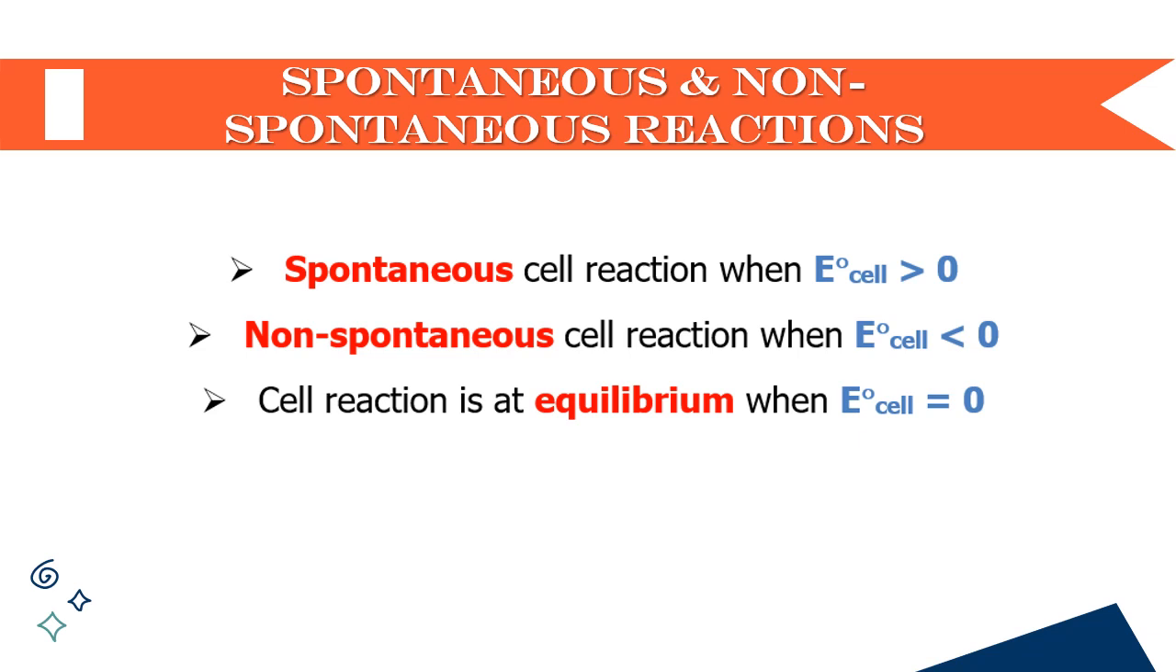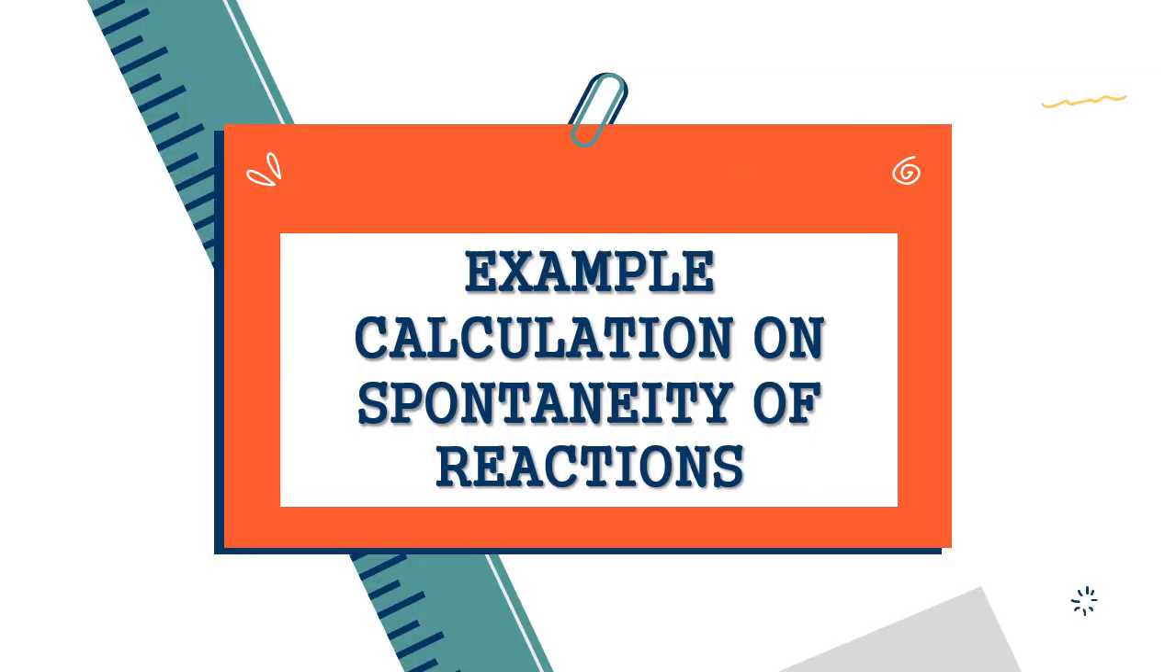But for question purposes, I give you here two different examples. Let's take a look at the example calculation on spontaneity of reaction. If you see the word spontaneity over here, what does it mean? The question wants to ask you whether this setup of galvanic cell will give us a spontaneous reaction or not.